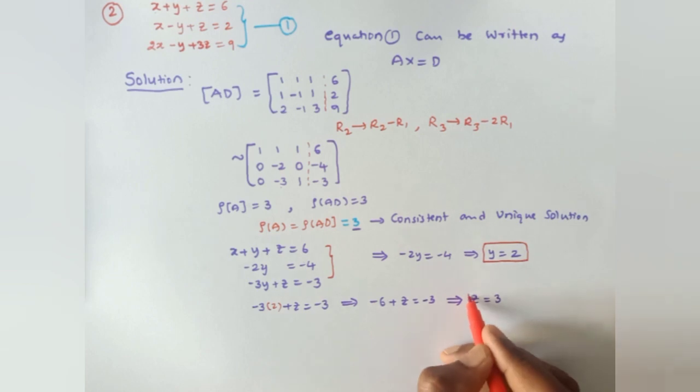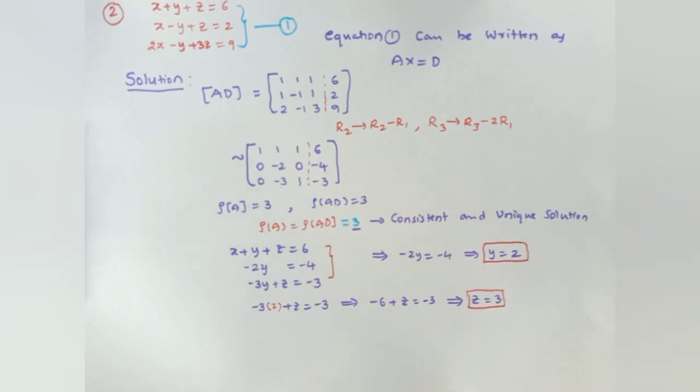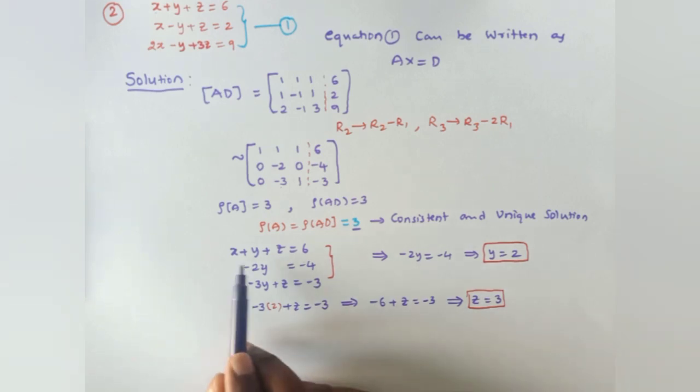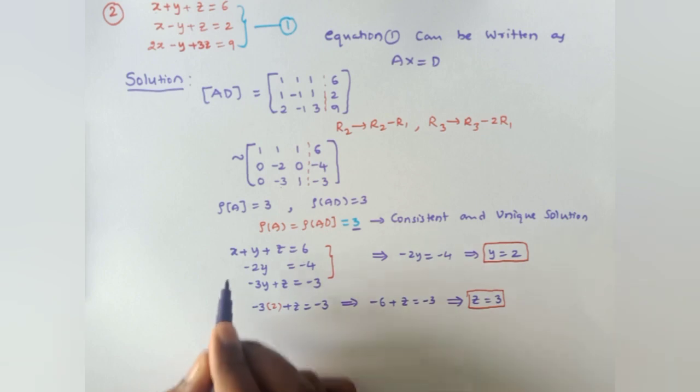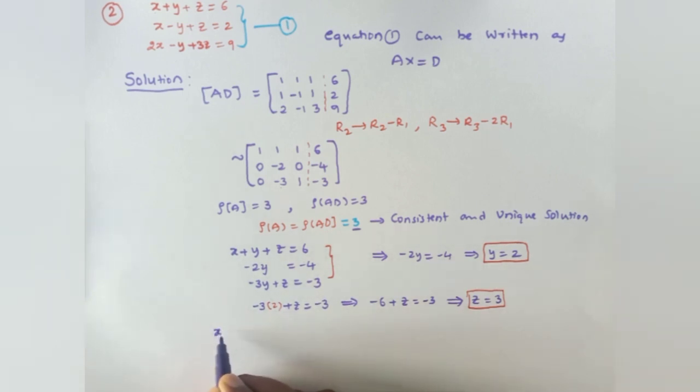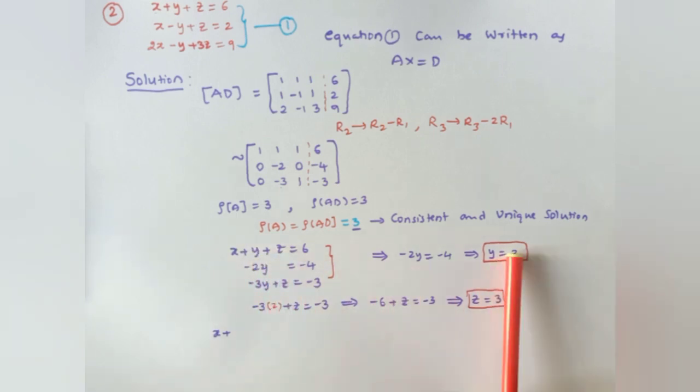So the value of z is 3. Next, to get the value of x, you can substitute the values in this equation. From this first equation, we already have x as unknown, and we know the value of y. Replace y with 2.